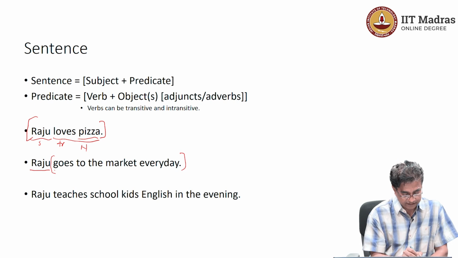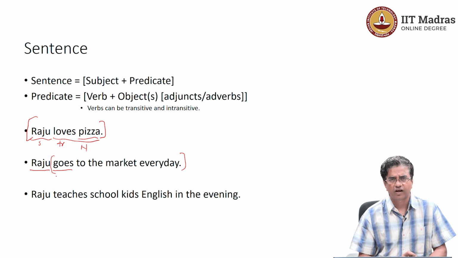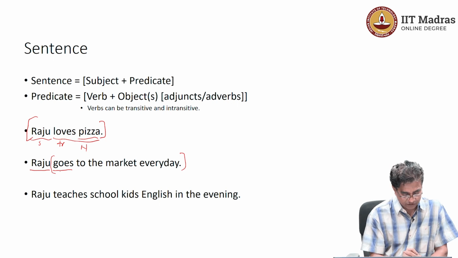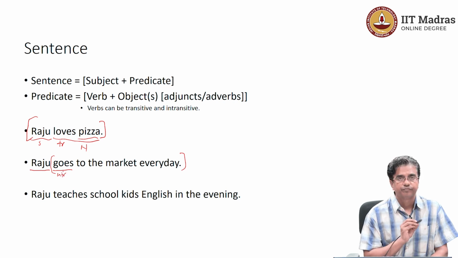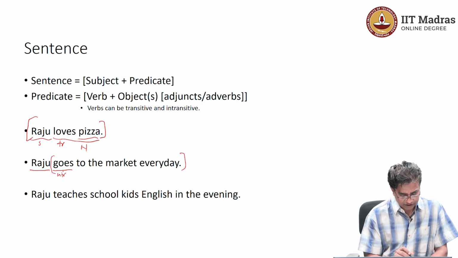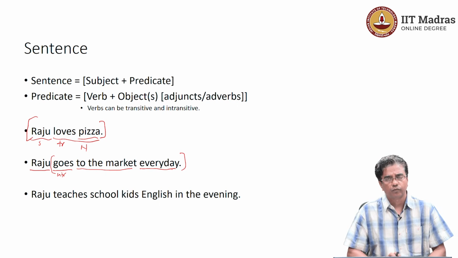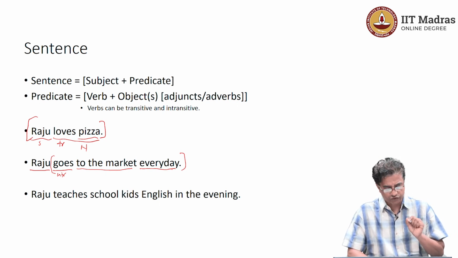Within the predicate, we see go is the verb. Can we question it with what: goes what? No. This doesn't sound like a good question. Hence, this does not need an object. So this is an intransitive verb. This doesn't need an object. So there is no object in this sentence. Then the question is, what is this? To the market. And what is this? Every day. What is the status of these two elements in this whole thing called predicate?